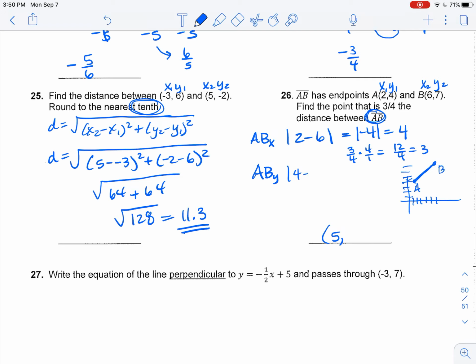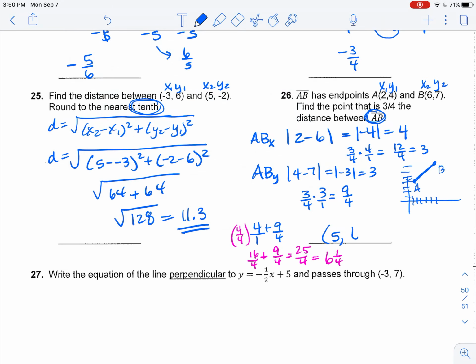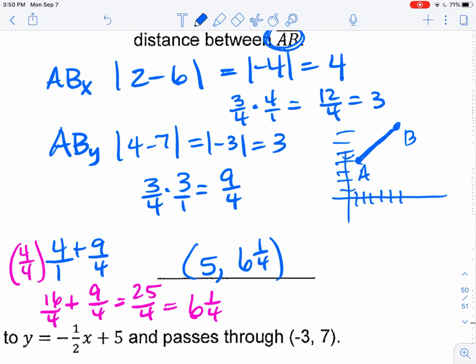Let's do the same thing for the y's. All right, so let's see, 4 minus 7 is equal to the absolute value of negative 3, which is 3. And 3 over 4 times 3 over 1 is 9 over 4. That's what I'm going to add to the y value. So 4 plus 9 over 4. Common denominator is 4. I need to multiply this first fraction by 4 over 4. That gives me 16 over 4 plus 9 over 4, which is 25 over 4. And let's see, 4 goes into 25 6 times, and a 6 1/4. So my y value would be 6 1/4.